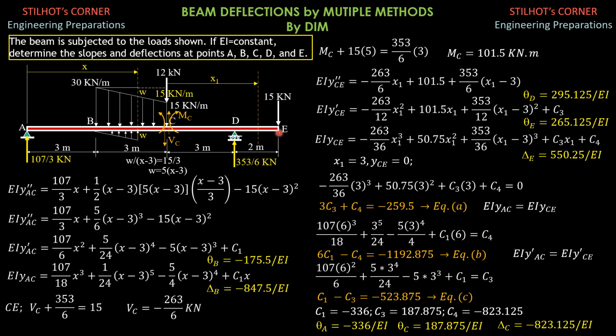Then for theta D, we set x1 equals 3 into this equation here. So negative 263 over 12 times 3 squared plus 101.5 times 3, then 0, then plus c sub 3, which is equal to 187.875. And you will get theta D equals 295.125 over EI.